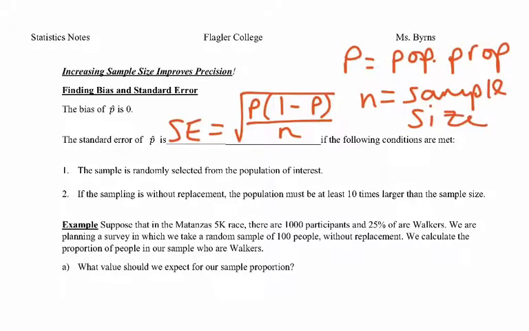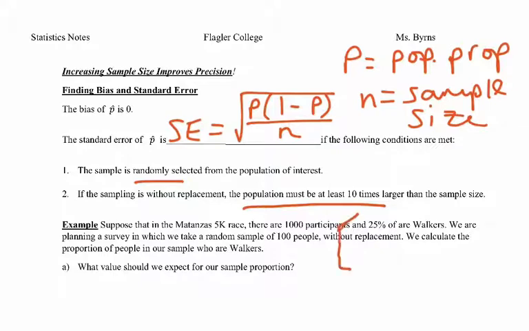To compute the standard error, we're going to use that formula if the following conditions are met. The first condition, the sample has to be done randomly, and they should tell you that in the question, so you don't have to guess or assume. If the sampling is done without replacement, which ours will be, the population must be at least 10 times larger than the sample size. These are the two things you're going to need to check for when you're working with these problems to compute the standard error.